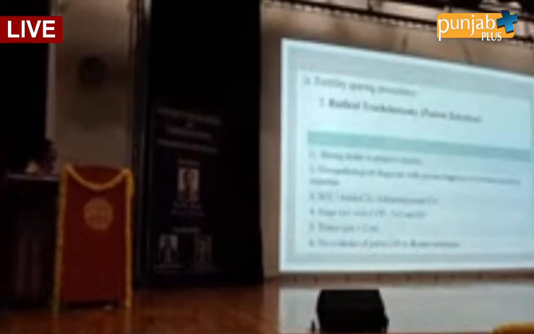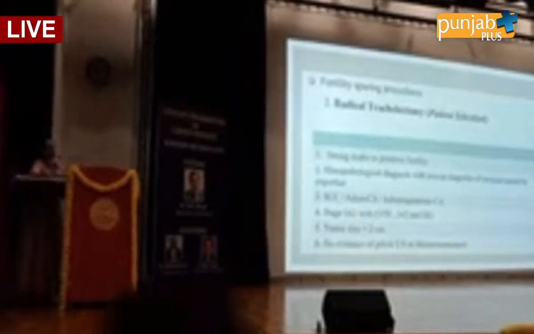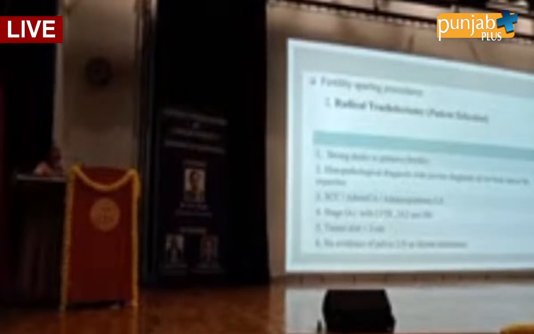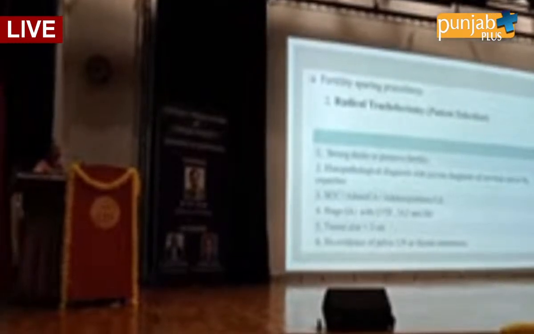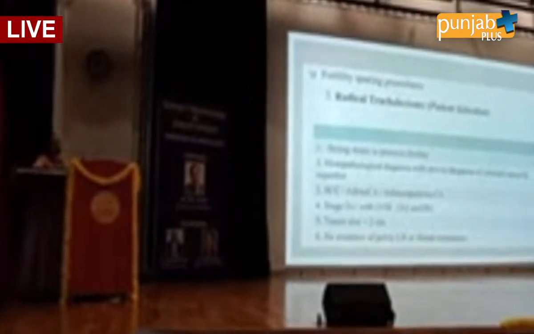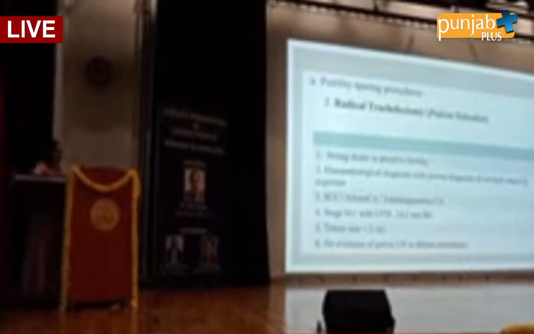Coming to the radical trachelectomy, the patient selection: the patient should undergo radical trachelectomy only if there is a strong desire to preserve the fertility. And histopathology diagnosis must be proved by an expert. If there is only one expert available, the second opinion can be taken, because it is the most important to have a correct histopathology if we are going for fertility sparing surgery.